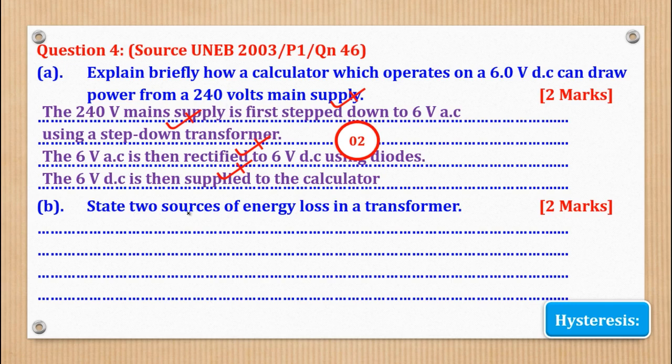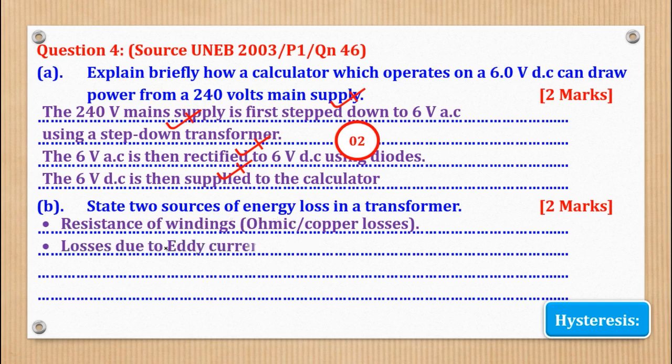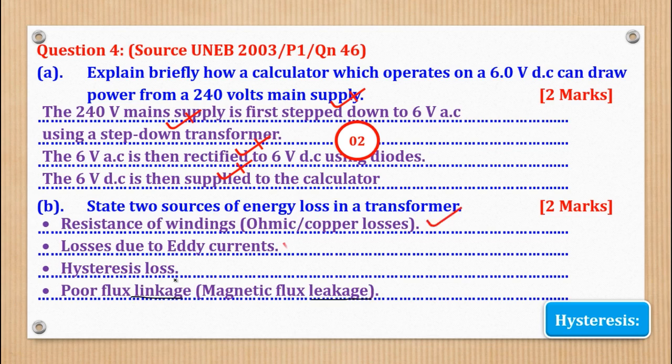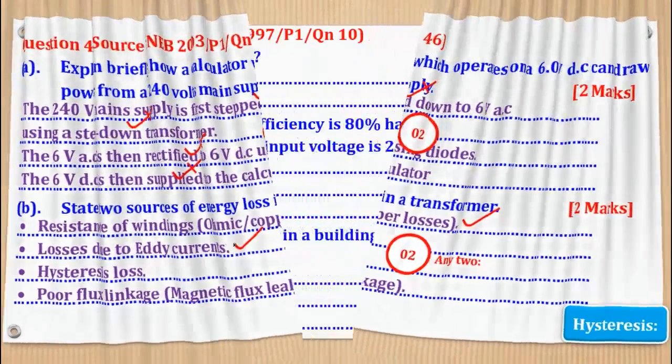Part B says, state 2 sources of energy loss in a transformer. So one is the resistance in windings, or you can say ohmic losses or copper losses. Another one is the losses due to eddy currents. The next will be hysteresis loss, poor flux linkage, or magnetic flux leakage. So this is leakage, this is linkage there. In that way any 2 is okay for you to get the 2 marks.